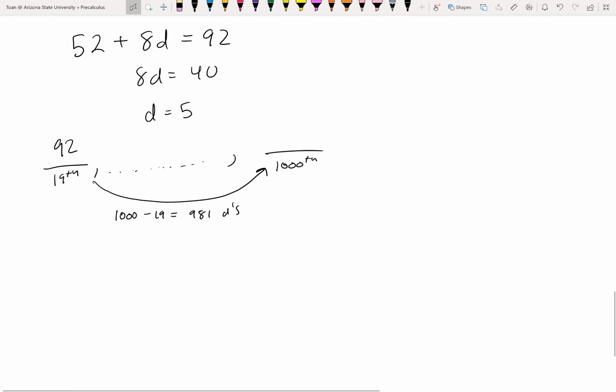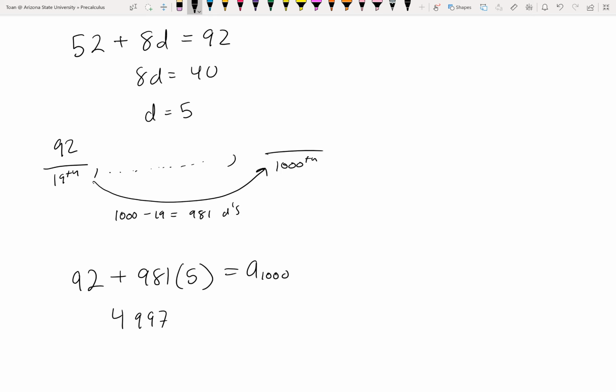So what is our logic? What is our idea? If I start at 92 and I add 981 d's, but we know what d's are, right? d is 5. That should give us the 1000th term. Hey, that's exactly what the question's asking us. So if I pop this into my calculator, I get 4,997 as the 1000th term.